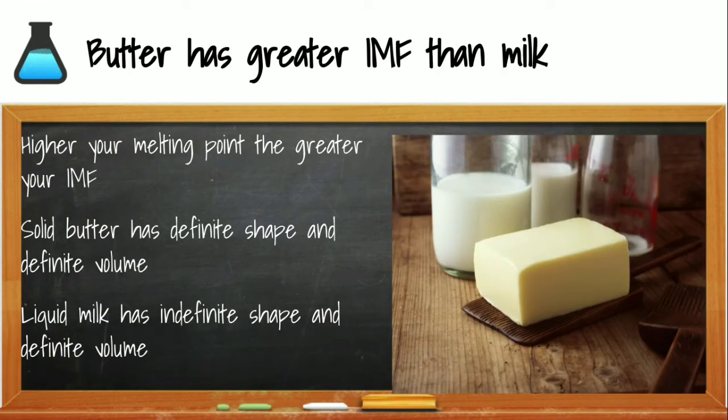Butter has a greater intermolecular force than milk. That's why butter is solid at room temperature, but milk is a liquid. The higher the melting point of a substance, the greater its intermolecular force is. Butter, which has more intermolecular forces, has a definite shape and a definite volume, while milk has a definite volume, but it has no definite shape. It takes the shape of its container.